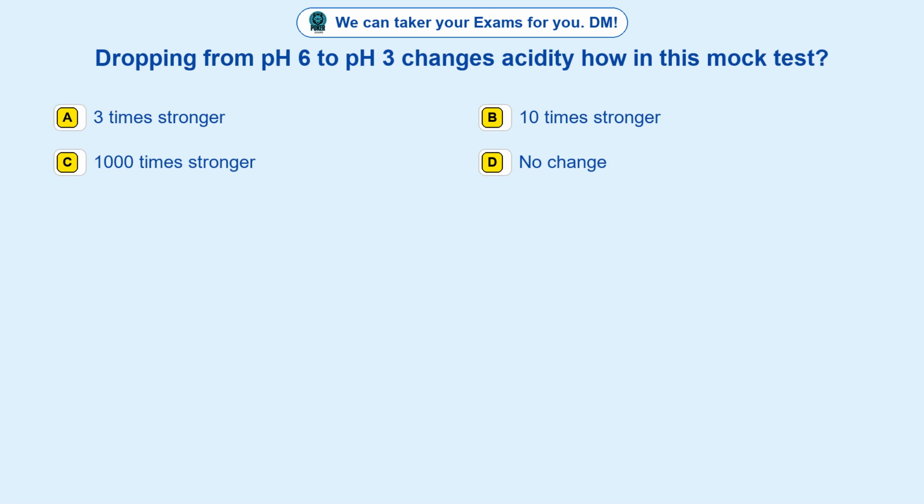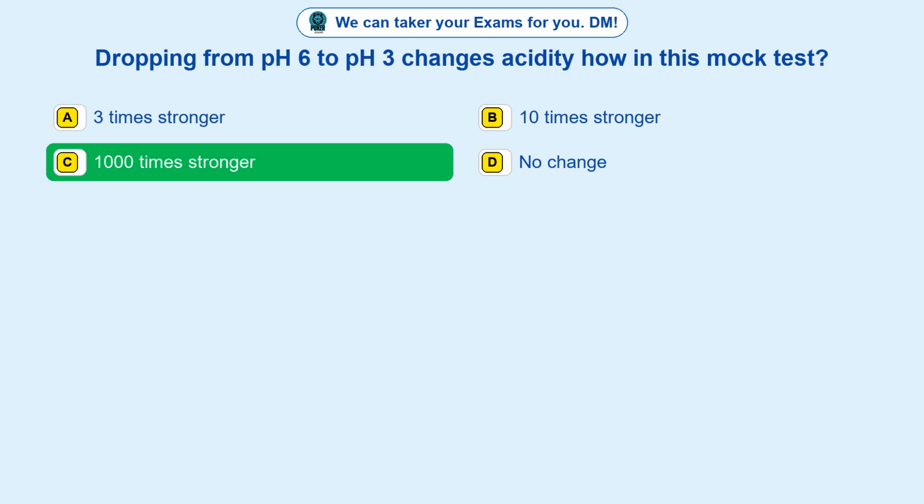Question 53. Dropping from pH 6 to pH 3 changes acidity how in this mock test? Option A, 3 times stronger. Option B, 10 times stronger. Option C, 1000 times stronger. Option D, no change. The correct answer is option C.